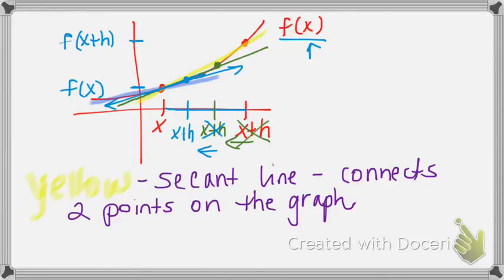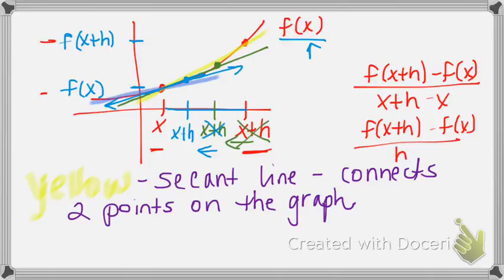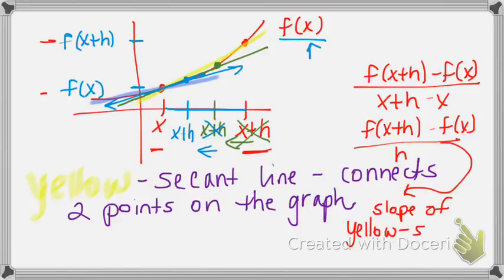Let's just go back for a second and find the slope of the yellow line. Remember that slope is rise over run. You take the y's and you subtract them. You take the x's and subtract them. Here are our y's: f of x plus h minus f of x. And then you divide by the x's. So that's x plus h minus x. This looks familiar. f of x plus h minus f of x, all over h. That is the slope of the yellow line, which is the secant line.